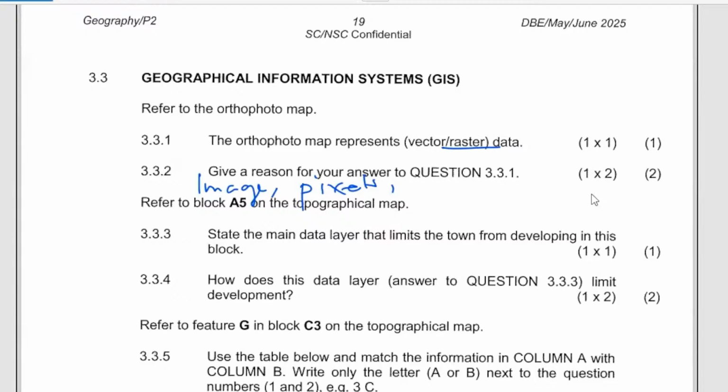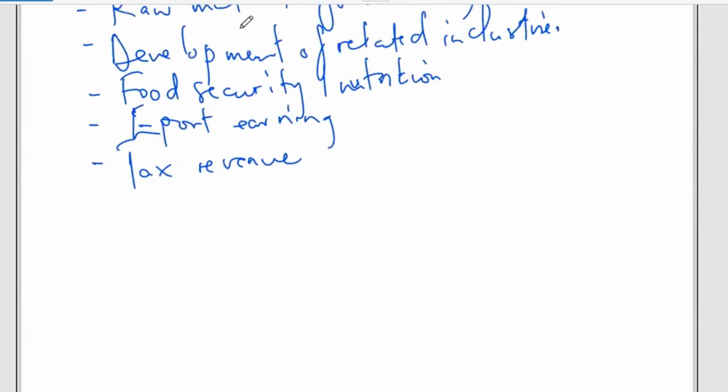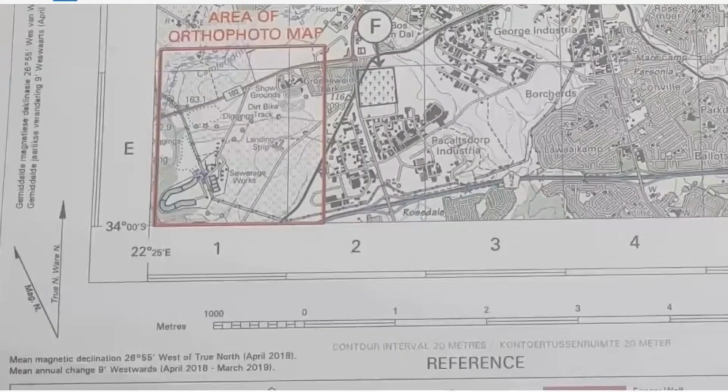Right, refer to A5 on the topographical map. State the main data layer that limits the town from developing in this block. Right, number 1.3.3, we want to check the area and try to find out what data layer limits the town from developing.